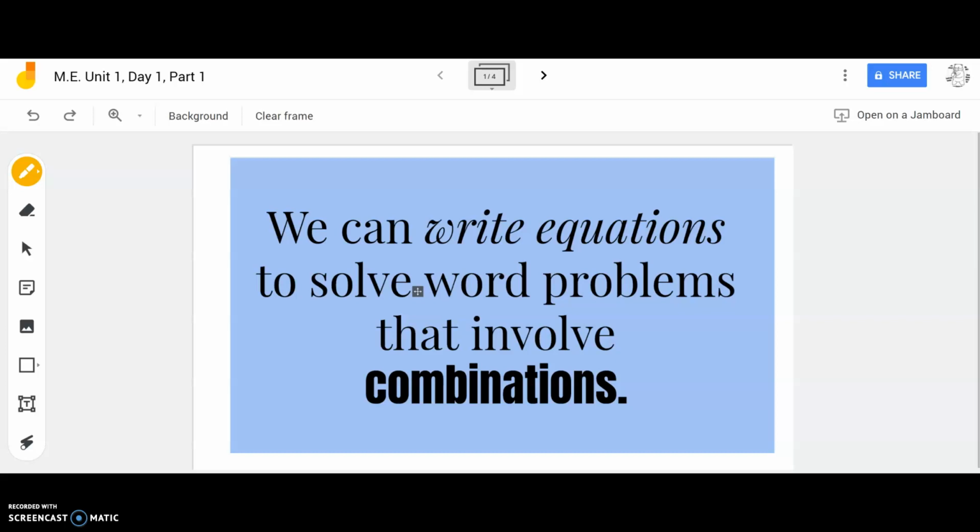Hey guys, welcome to Unit 1 of 5th grade math. And Unit 1 is all about writing equations, and specifically writing equations to solve real-world problems. Today's equations and problems are going to involve combinations, and you deal with combinations every day.